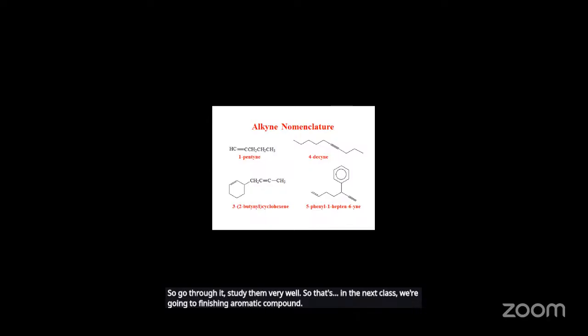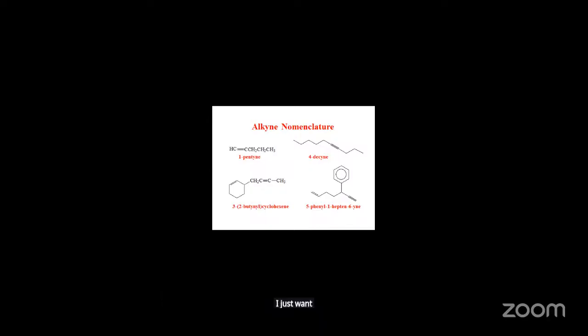So go through them, study them very well, so that in the next class we're going to finish benzene aromatic compounds. I'm not going to go into details on that. I just want to give you the elementary knowledge of benzene aromatic compounds. And that's when we're going to end the class. So the next class is supposed to be on Monday, at the normal time, which is 11 or 10? Was it 9 that we did before? 10, right? Oh, 10, 10. Okay.